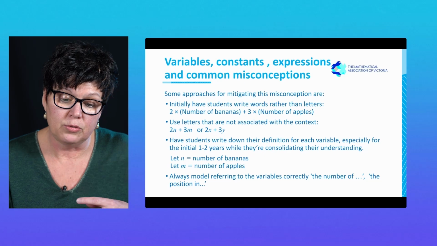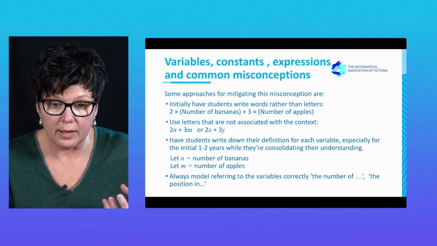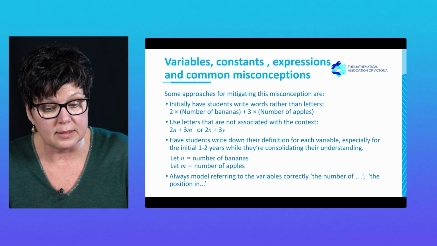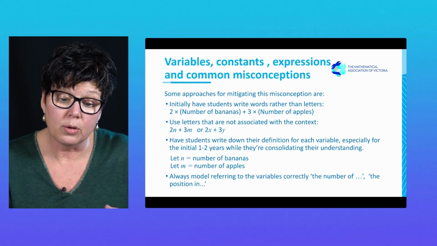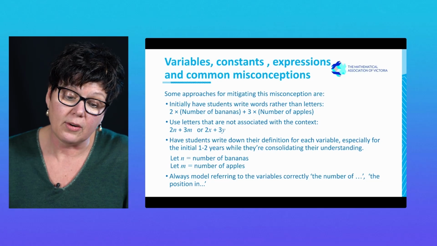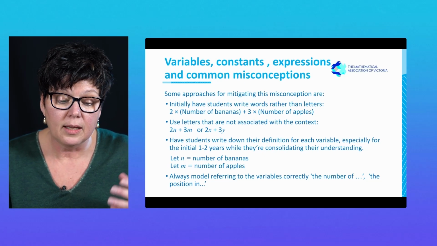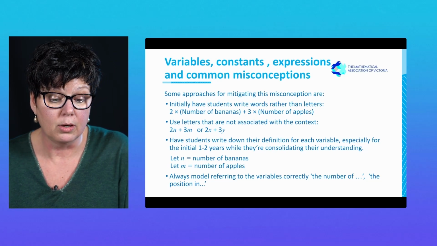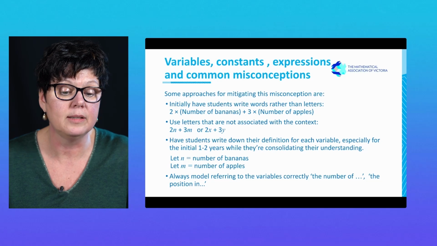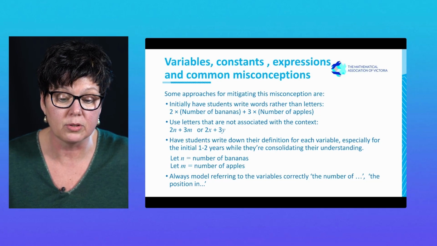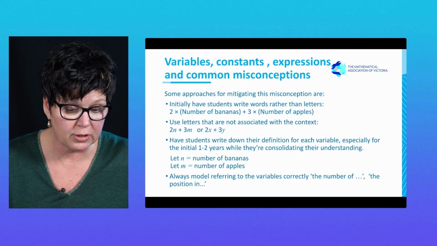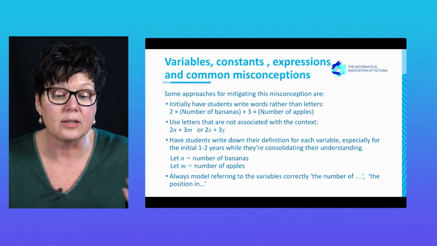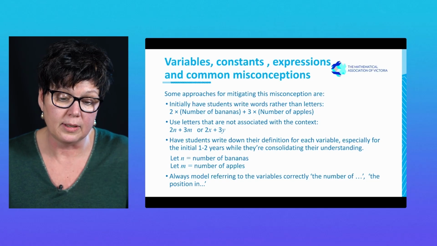The other really useful thing is that we want our students to define each variable, and to actually write down what is the variable and what does it stand for. This is particularly important in the early stages while they're consolidating their understanding. So as you can see here, we've said let n equal the number of bananas, let m equal the number of apples. And in that way you can see that all of this is about keeping the focus on the number of, the position in. And I think as teachers we also need to make sure that we're modelling that in our teaching and always referring to it in that correct way.